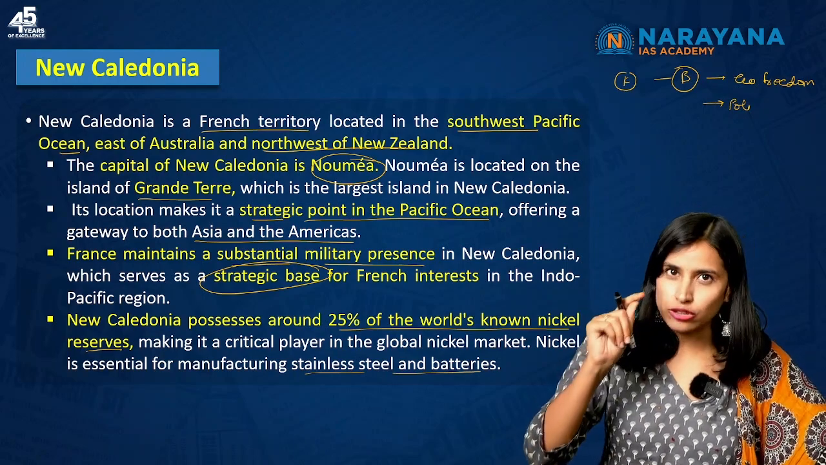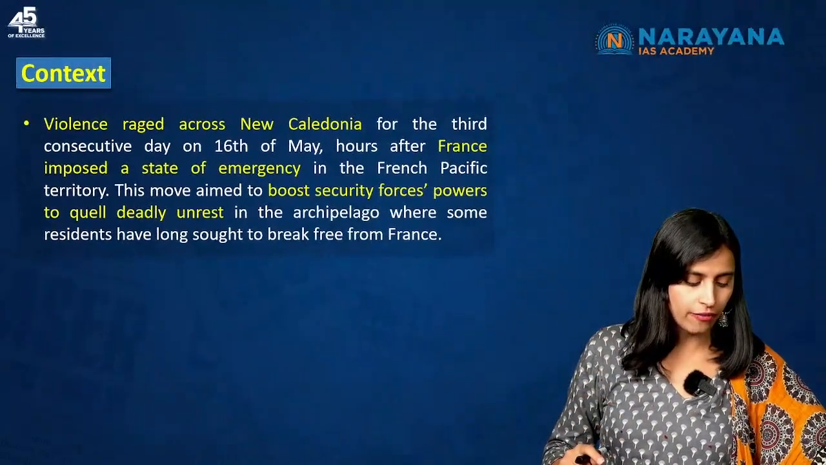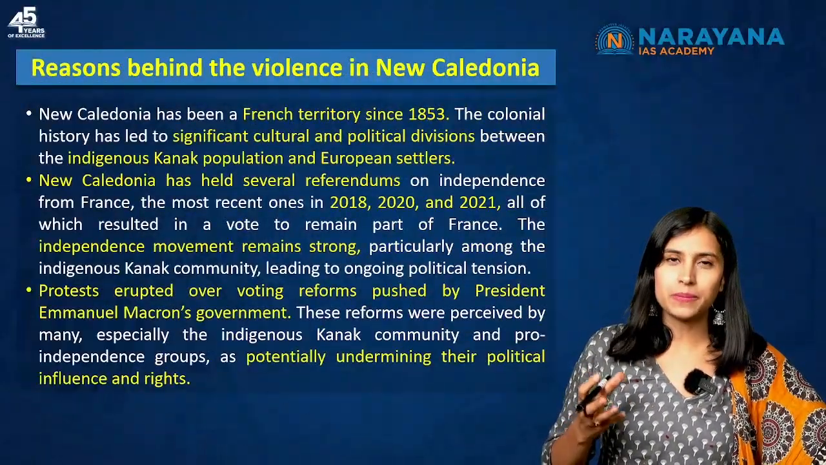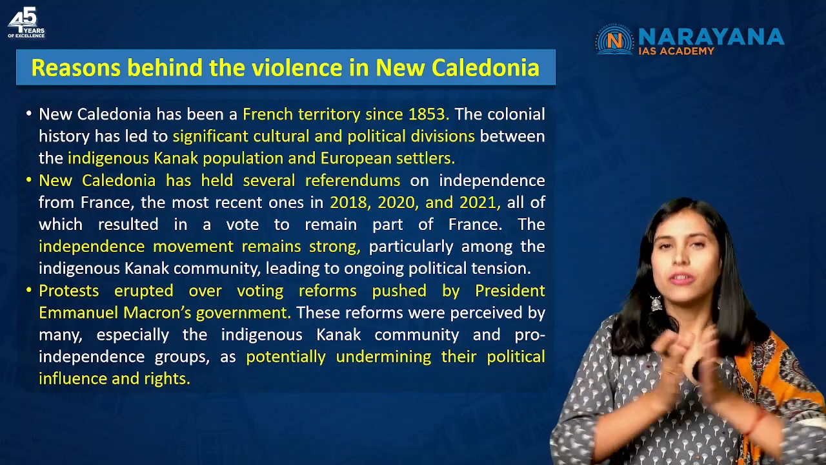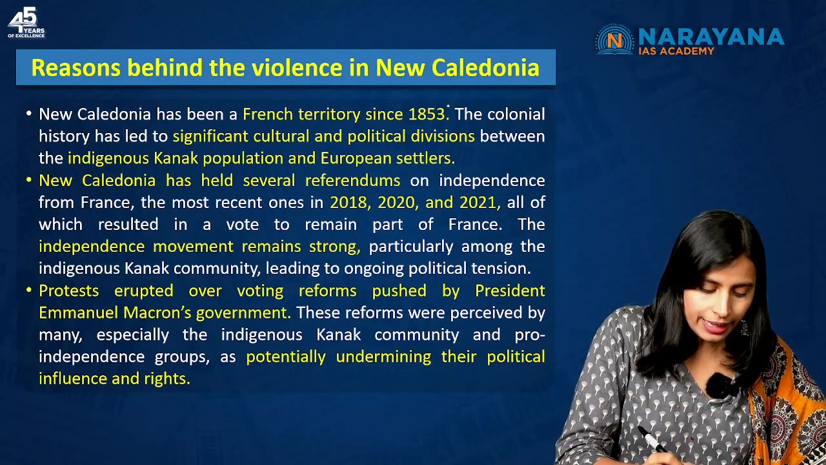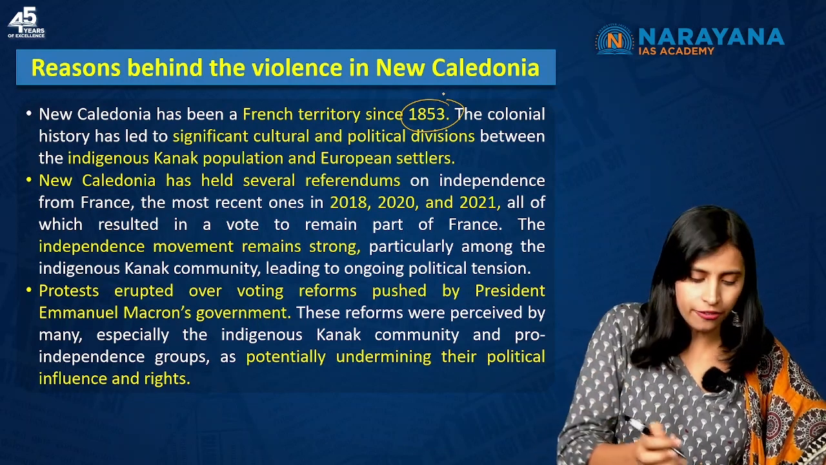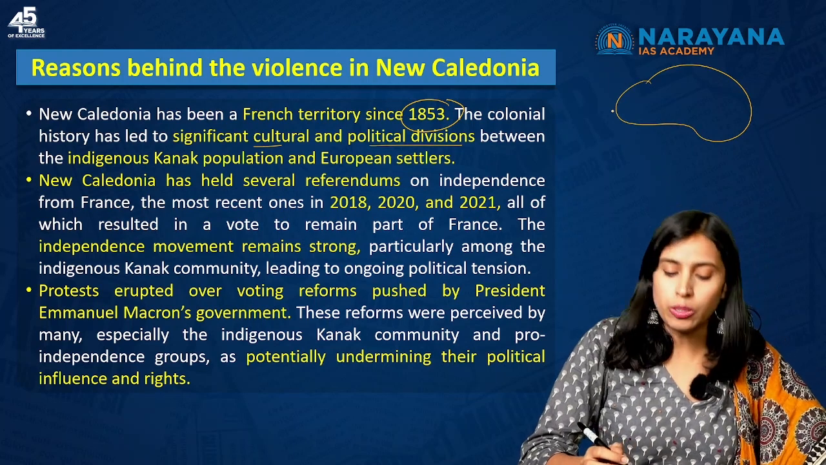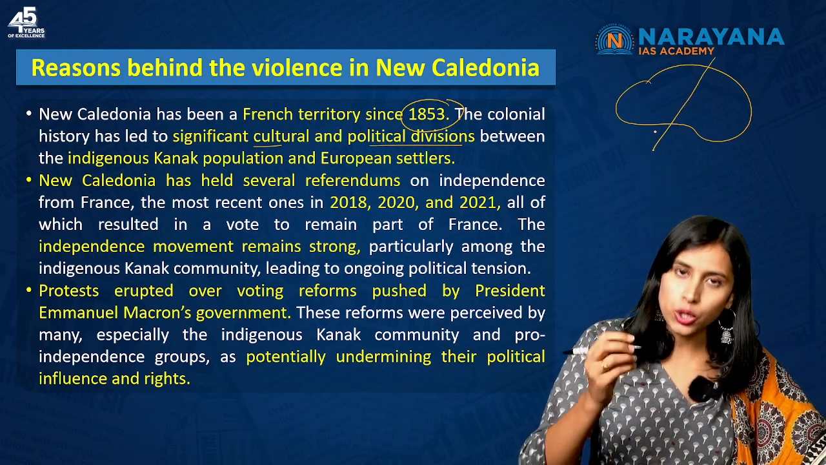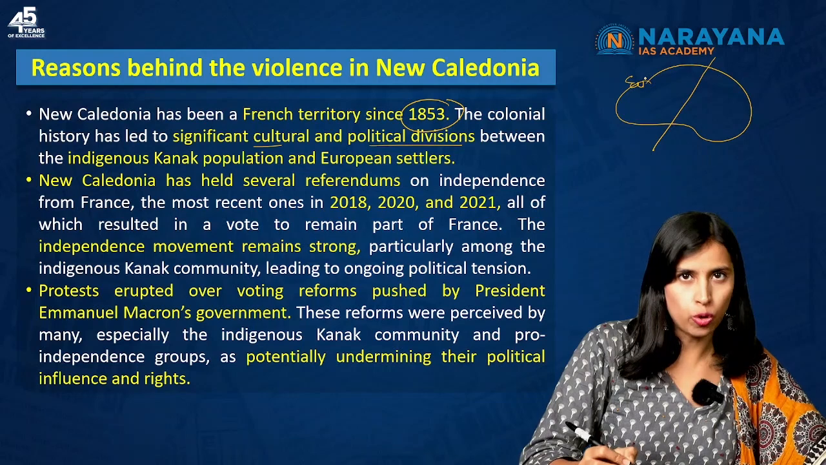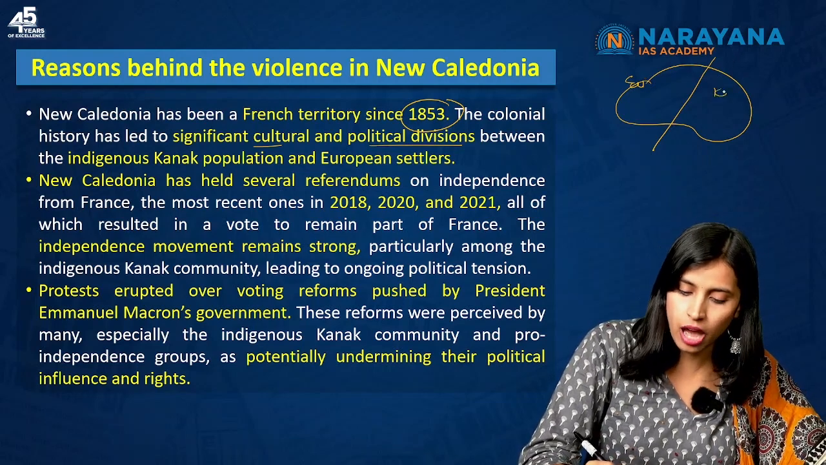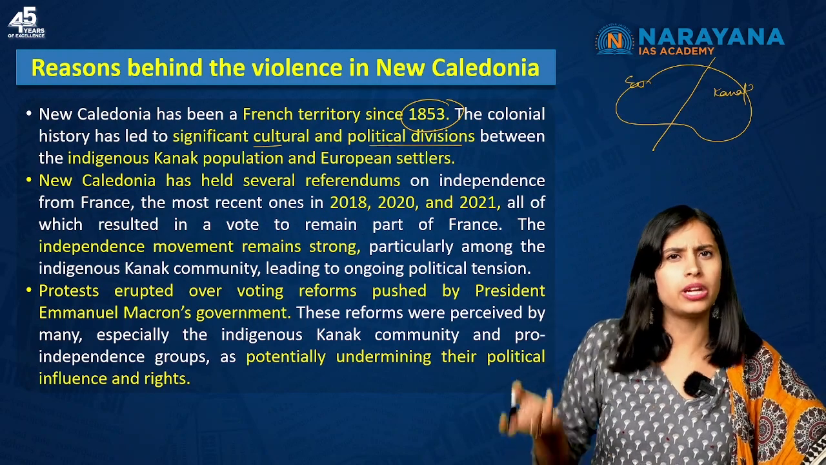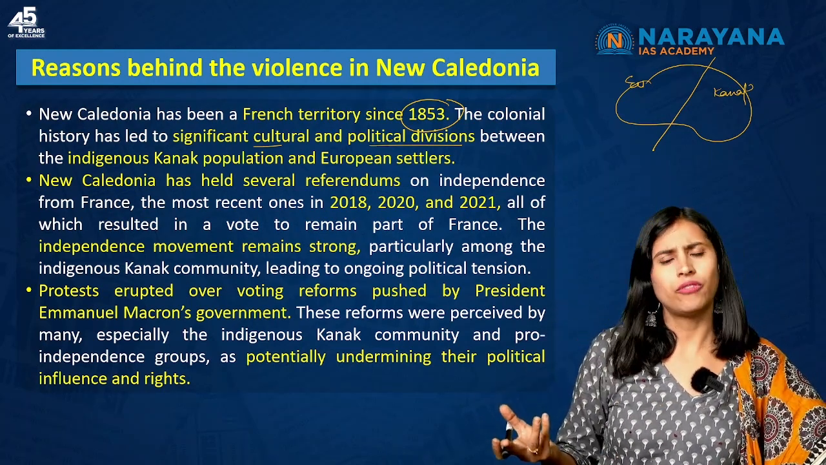Now, this is actually the crux of the entire issue. When we talk about why the protest is erupting, it is because, as a result of colonization, the French colonized New Caledonia in 1853, which resulted in significant cultural and political division. The population is divided into the Europeans who had settled, now called European settlers, and the indigenous Kanak people. They have political and cultural differences. Kanak people don't culturally identify with the Europeans, and Europeans don't identify with Kanak people.